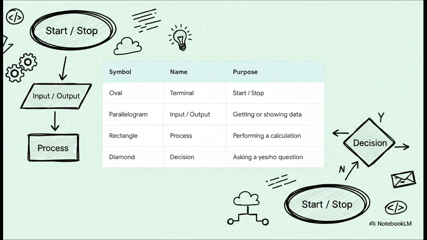The ovals are easy. They just mean start or stop. The parallelograms, those slanted boxes, are for any kind of input or output, like getting data from a user or displaying a result. The plain rectangles are where the work gets done. That's a process, like a calculation. And that diamond? That's for making a choice, asking a yes or no question.